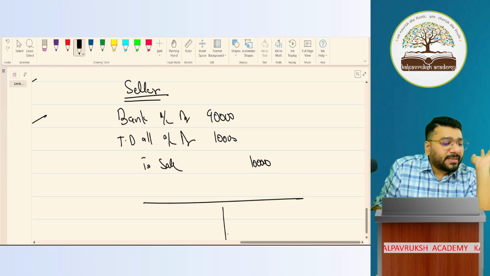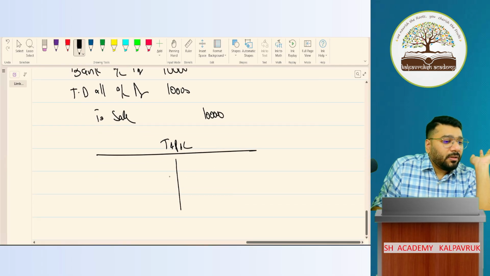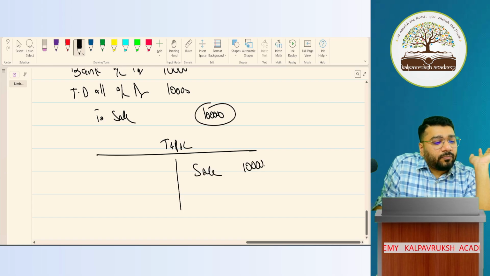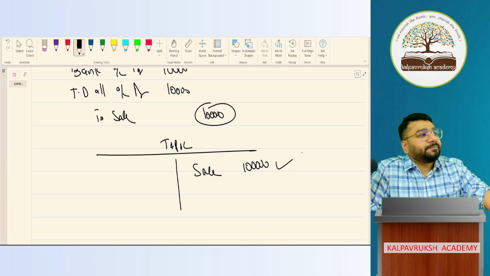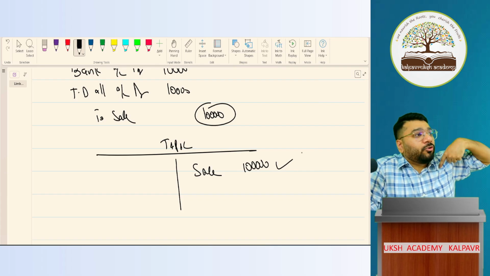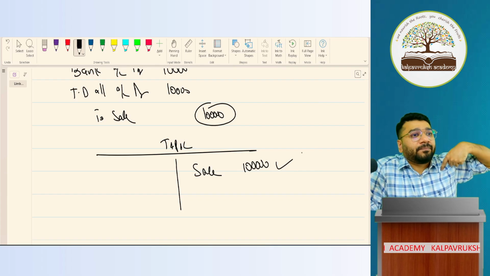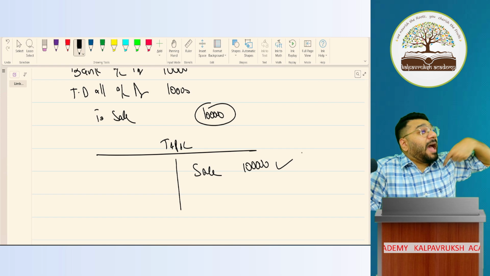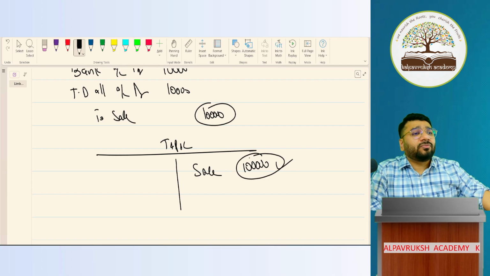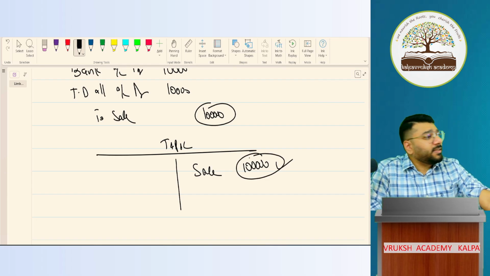All of you know that we prepare something called as trading and P&L account. How much sale have you recorded here? 1 lakh rupees. Is this sale a true picture? Is this sale 1 lakh rupees that you're trying to show me? Who am I? I am the government. I am the investor. I am the banker. You are telling me 1 lakh rupees is the sale value. Is it fair? Is it true?